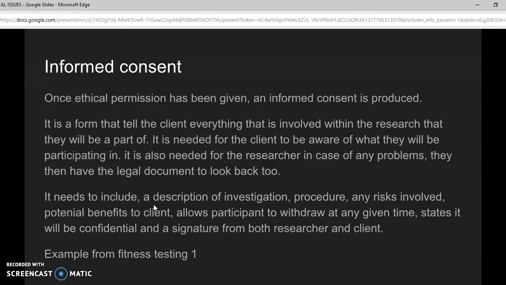look back to. It needs to include a description of the investigation procedure, any risks involved, potential benefits to the client, and allows the participant to withdraw at any time. It also states that it's confidential, and a signature from both researcher and client.